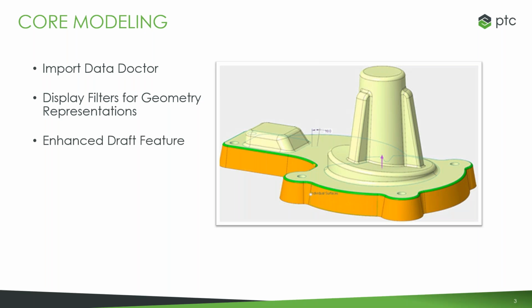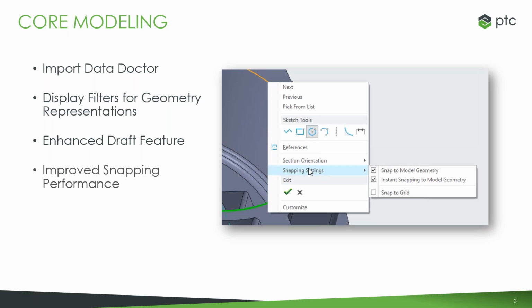There's also been enhancements to the draft feature, things like drafting already drafted surfaces. You have the ability to detect existing draft angles in the model, so it makes it a lot easier to work with and then go through and modify later on if you need to. And also improvements to the performance of snapping to model geometry or to a grid. So you have full control over it now. You can very easily switch that on or off with the quick menu. Depending on what you're working on, you might want to snap to geometry or lines or edges, or simply to a grid, really build it out the way you want.